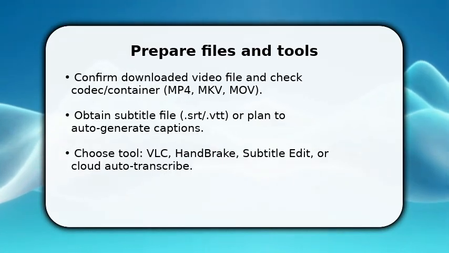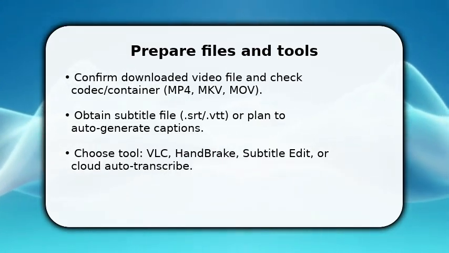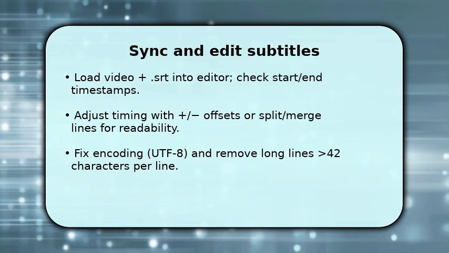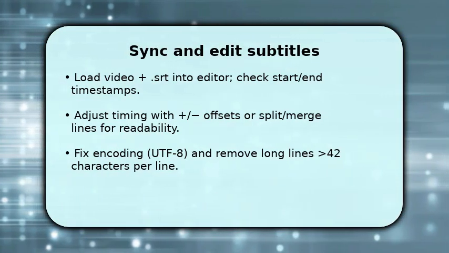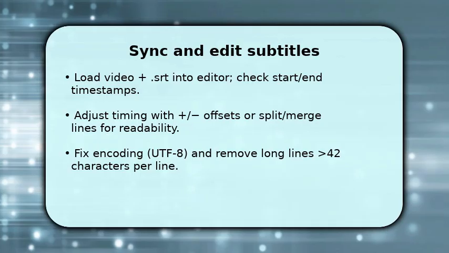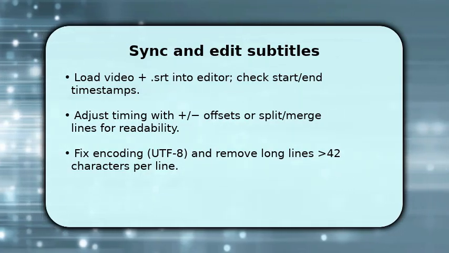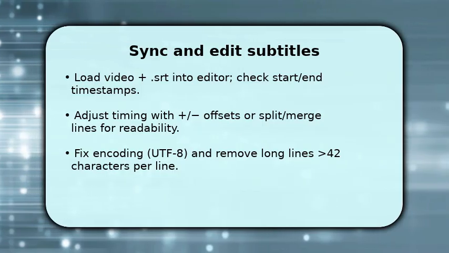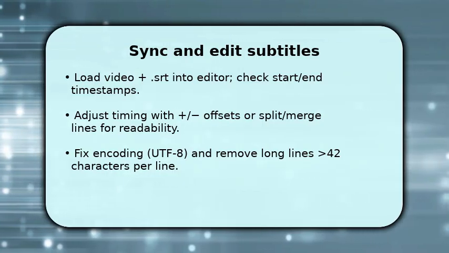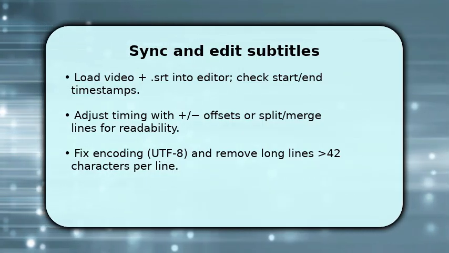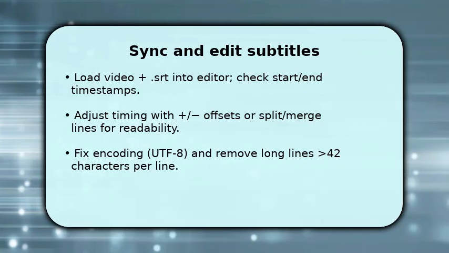Matching file names or loading the subtitle explicitly ensures the player finds it. Once loaded, scrub through the video and listen for misaligned lines. Use small offsets to shift the whole subtitle track if needed. Make precise edits, split long lines, shorten to 2 lines max, and set readable durations per caption. Save as UTF-8 to avoid garbled characters.